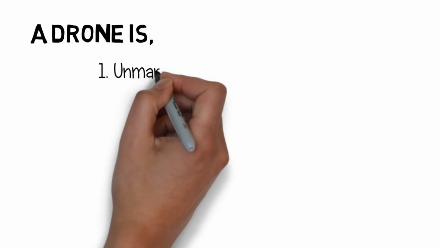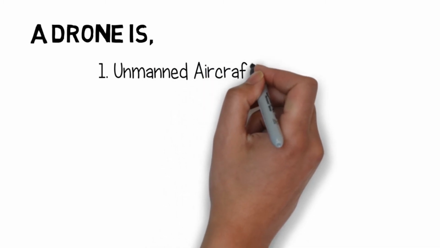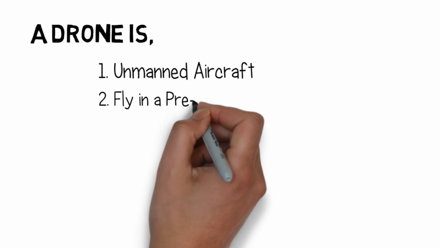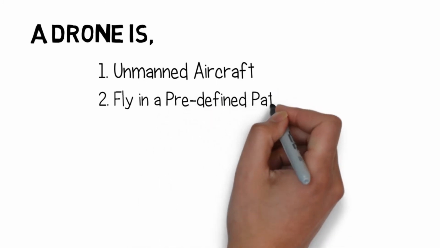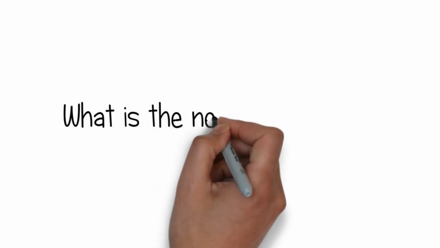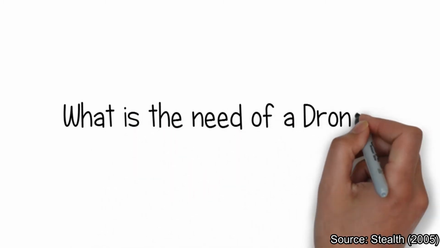So, the term drone was first used by the military, referring to any unmanned aerial vehicle that can fly in a pre-programmed path. So, what is the need for using an unmanned aircraft?